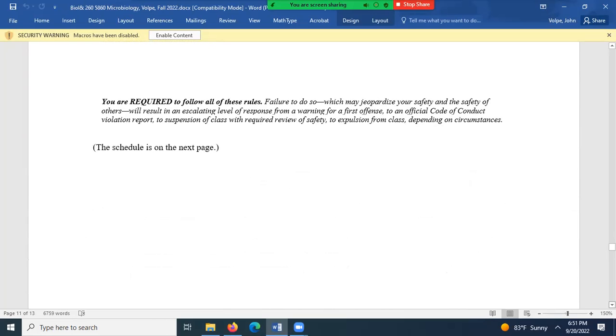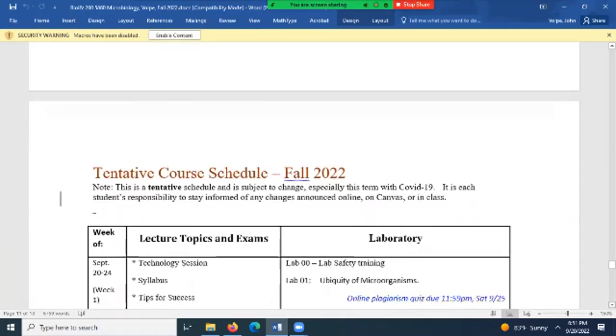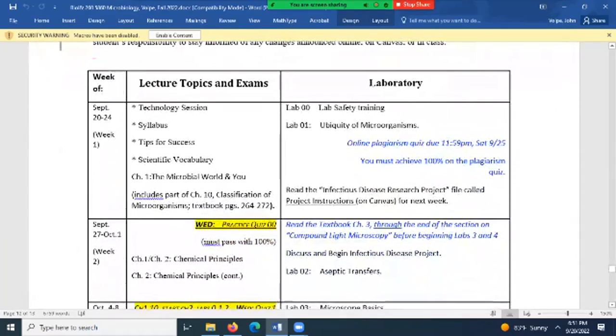So you're required to follow and know these rules, even in this virtual lab. You will be quizzed on some of this material. All right, any questions about the lab?